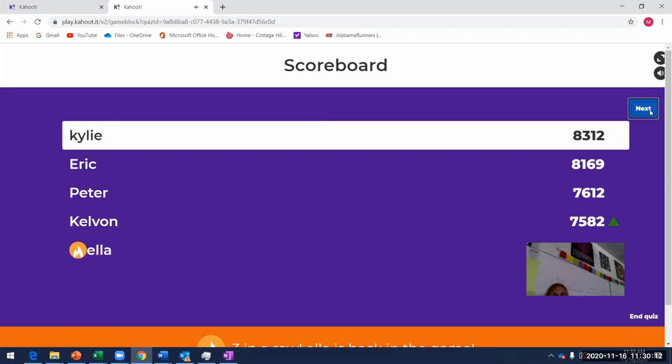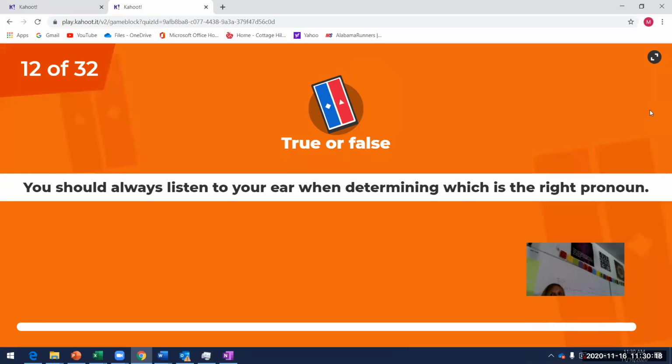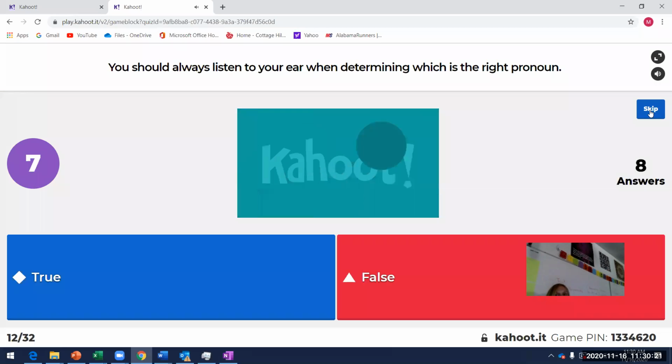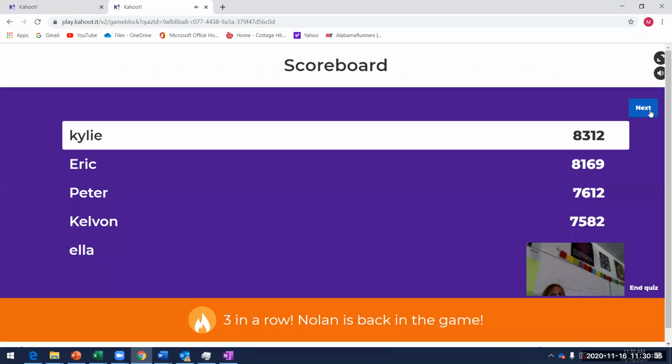Uh-oh, Austin, you just fell off. You should always listen to your ear when determining which is the right pronoun. True or false? False is correct. You should make sure that you're applying these rules, then listen to your ear. But your first thing should be just apply the rules. Kelvin moving into 3rd. Callie holding the lead.